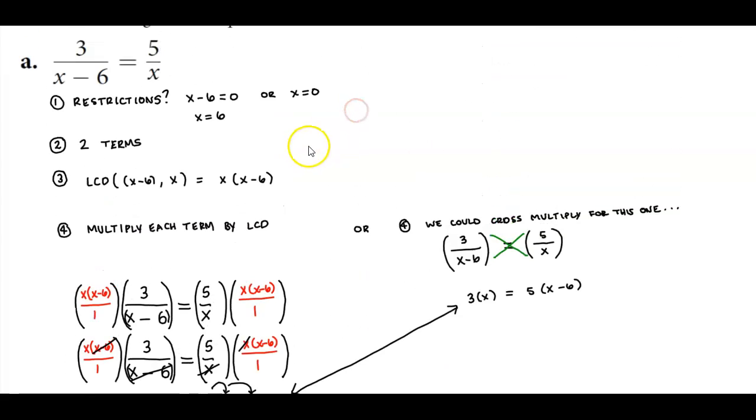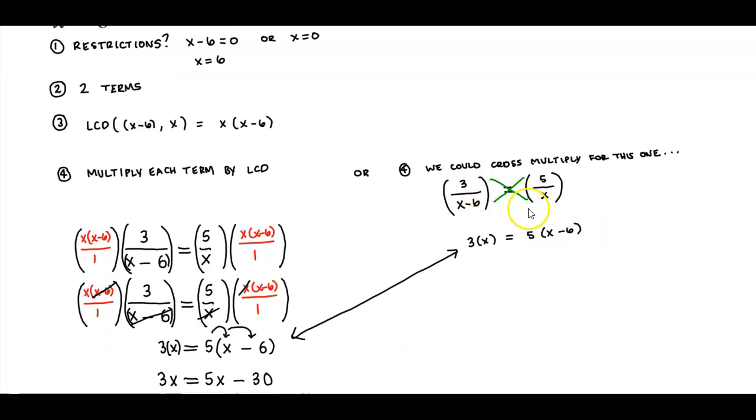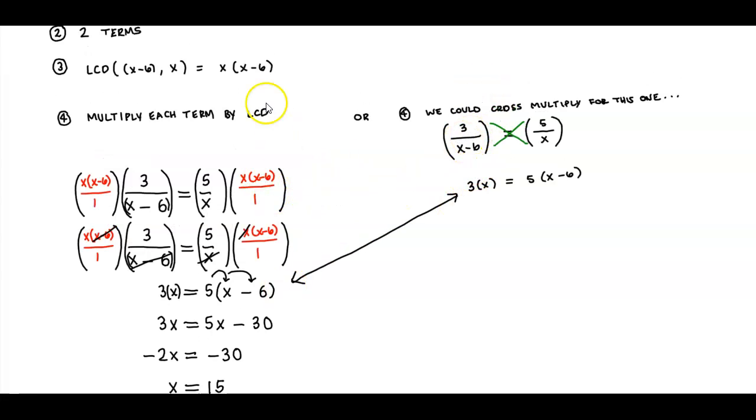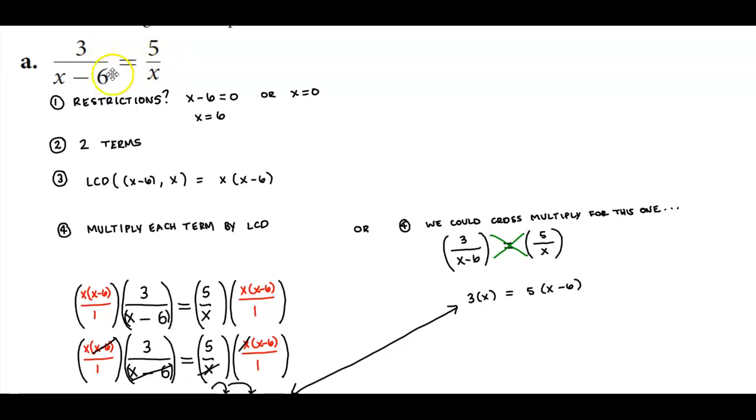Now, there is another way of solving this. Because it only has two terms, one on each side of the equation, and it only works when you have two terms that are fractions, this makes it a proportion. And when you have a proportion, we can use cross multiplication. So we can take 3 and multiply it by x, and take 5 and multiply it by x minus 6. And you can see here it ends up being similar to what you get in this step. So in this scenario, you wouldn't necessarily have to find the LCD when you have two terms written like this.